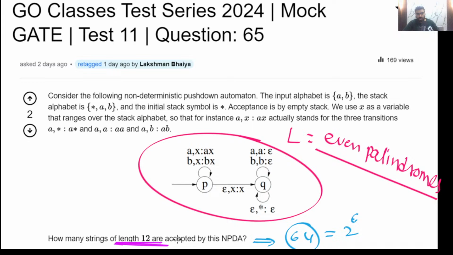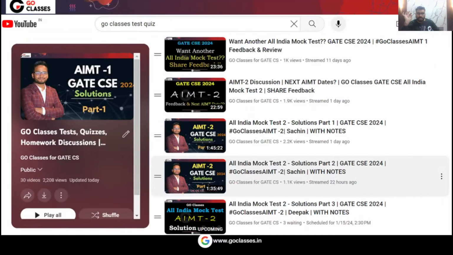Okay, I hope you understood. So this is enough for this session. We have done a lot of questions from All India Mock Test 2. The remaining parts, part 1 and part 2, you can find in this playlist. This was All India Mock Test 2 Solutions Part 3. You can find the Go Classes Test, Quizzes and Homework Discussion playlist on the Go Classes YouTube channel.